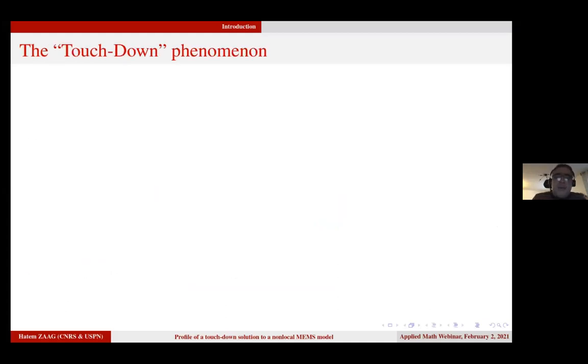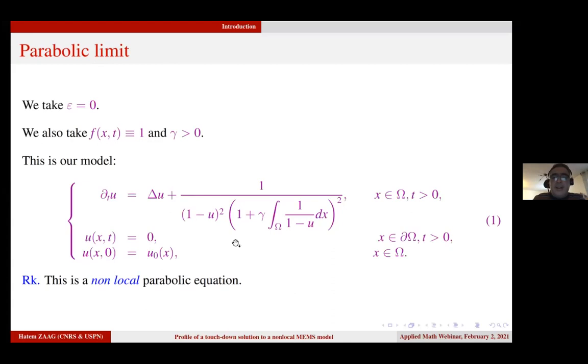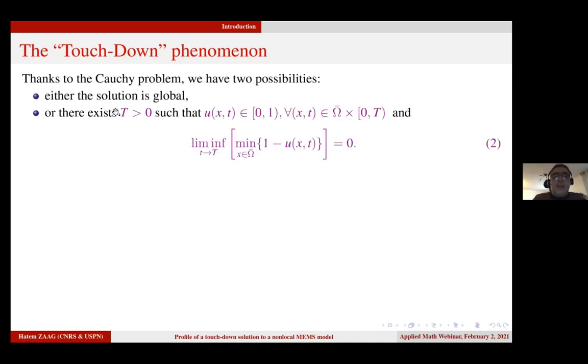Now, I would like to go back to electronics and talk about the touchdown phenomenon. So, in fact, when you solve the Cauchy problem, which is in fact easy, this is not the issue, either your solution is global in time, which means that here u is never equal to 1, okay? But if ever u becomes close to 1, then you may have the finite time existence, which means that we have some capital T such that the solution exists only on omega times (0, capital T). And in fact, when t approaches capital T, the minimum of 1 minus u, which is the distance between the rigid plate and the membrane, goes to 0. If this converges to 0, at least for a subsequence, we say that we have a touchdown.